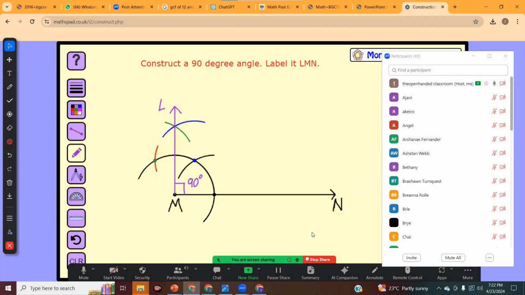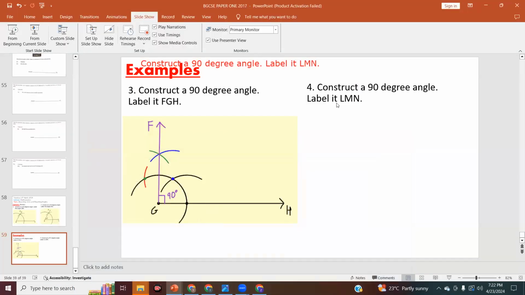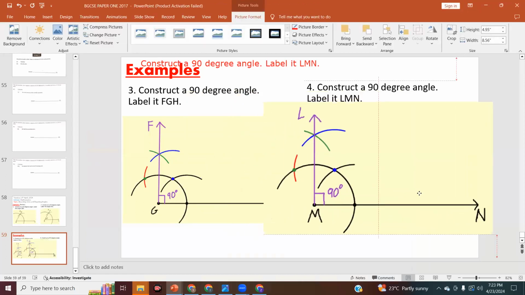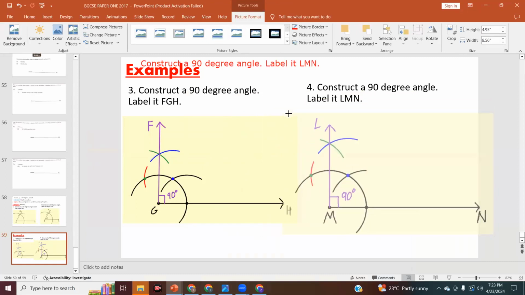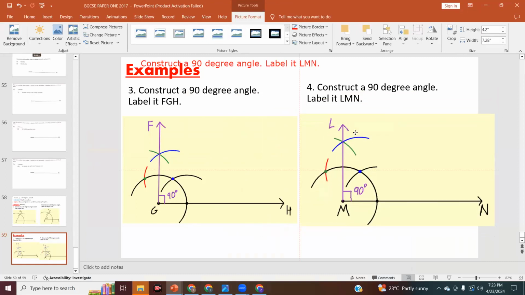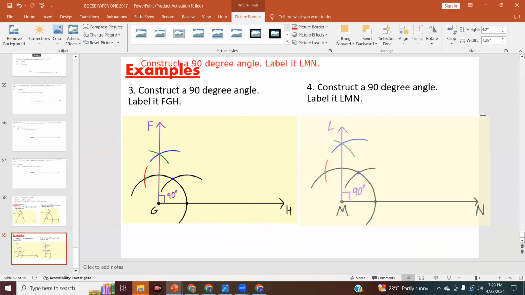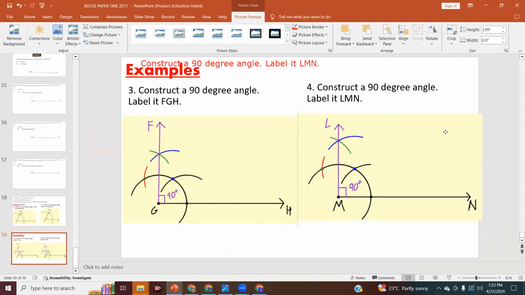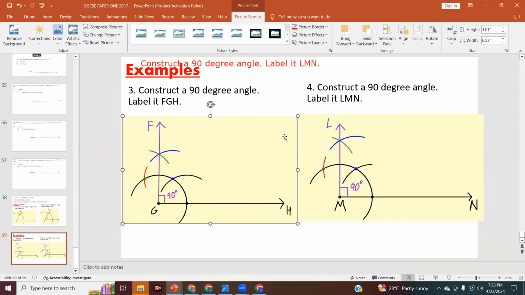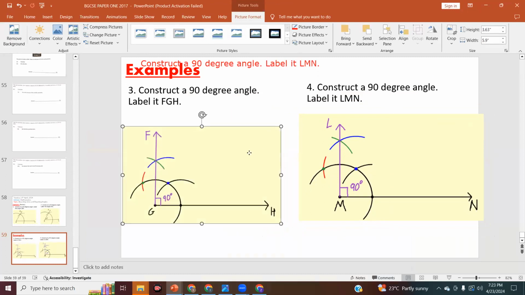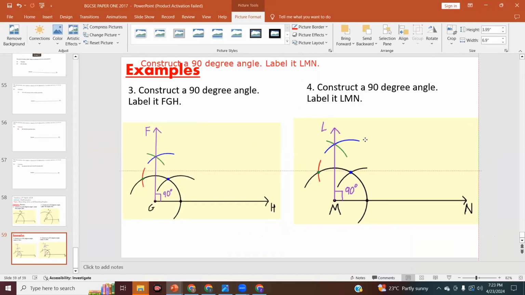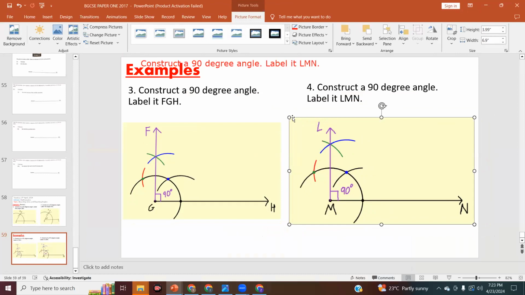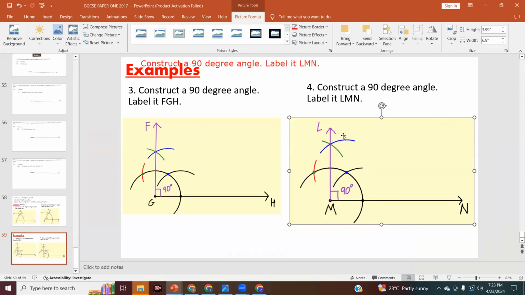Anyone else understand? Let me know if you understand how we got it. The rest of you are not responding. Do you understand how we got the 90 degrees? Yes, sir. I understand. Okay, good. All right, so good.